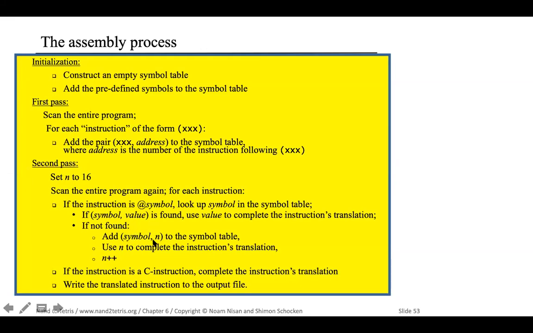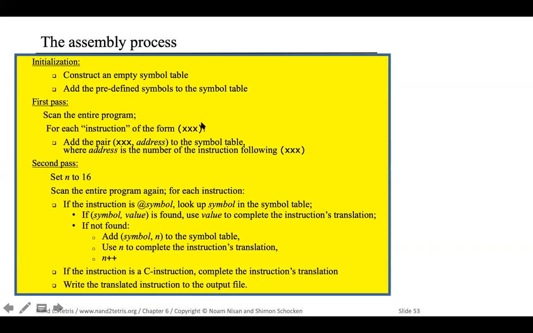So add this new symbol and n, which is a running counter of 16, to the symbol table, and use n to complete the instruction's translation, and then n++, because while you are scanning in the second round, you might see another user-defined variable. So that n is automatically waiting at 17. Now that is all to do with @symbol, the A instruction. But if the instruction is a C instruction, that means it does not start with @, complete the instruction's translation, because the C part is direct. You don't have any symbols to interfere with your C instructions. And finally, write the translated instruction to the output file.